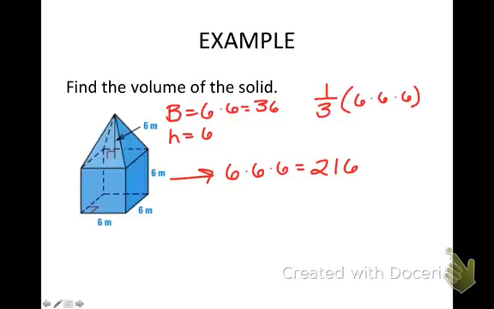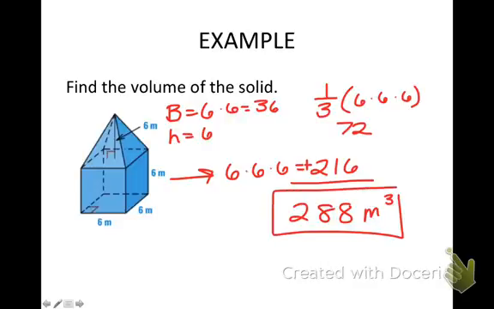Is it 72? So then what am I going to do to get the total volume? Add them together. What does that get us? 288. And my units are meters cubed. Okay. And let's end with one of working backwards.